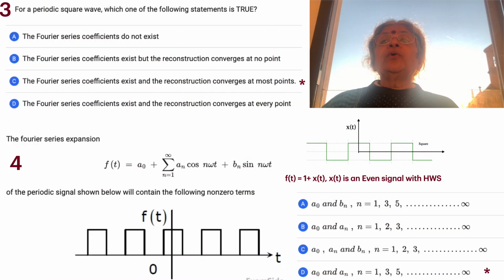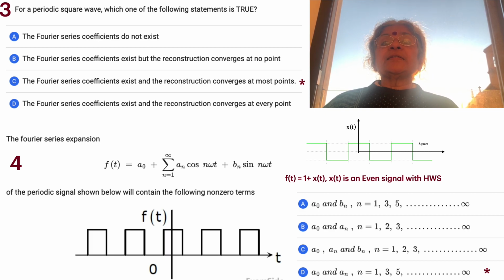So let's move to the third problem. For a periodic square wave, which one of the following statements is true? We'll have to read all the statements because different statements are given. The Fourier series coefficients do not exist. This is ludicrous, because whatever be the shape of the waveform, if it is periodic, you will have Fourier series coefficients.